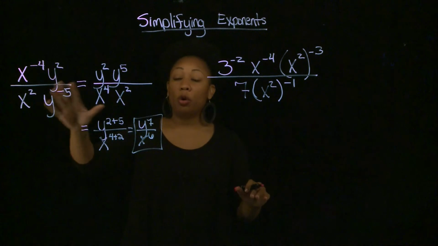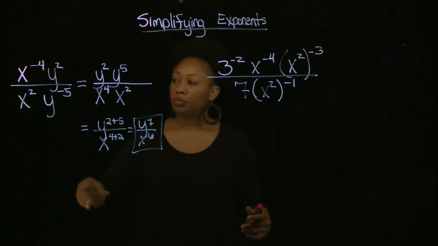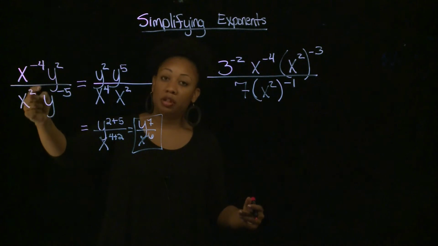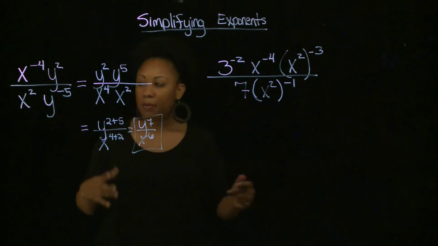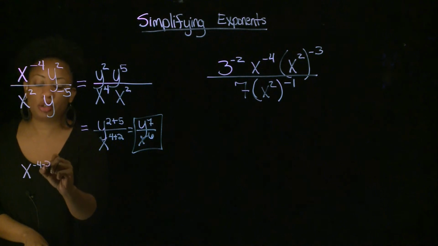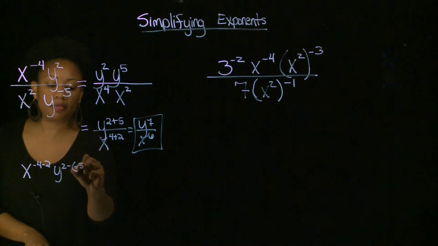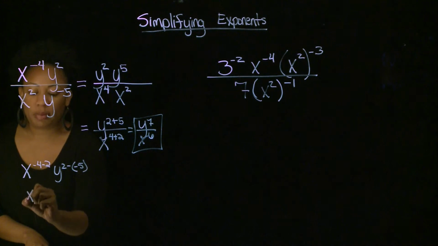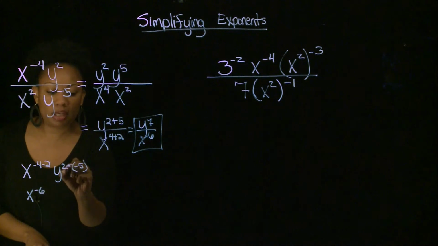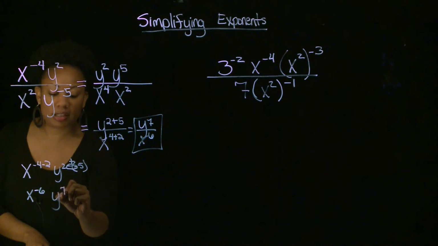Now, that is not the only way you could do it. For example, you can go straight to the quotient rule. Remember, the quotient rule tells us that when you're dividing with the same base, you subtract your exponents. So if we did it that way, we would have x to the negative 4 minus 2, y squared minus a negative 5. So this is going to give me x to the negative 6. Remember, this is going to become a plus, so that's going to give me y to the 7th.